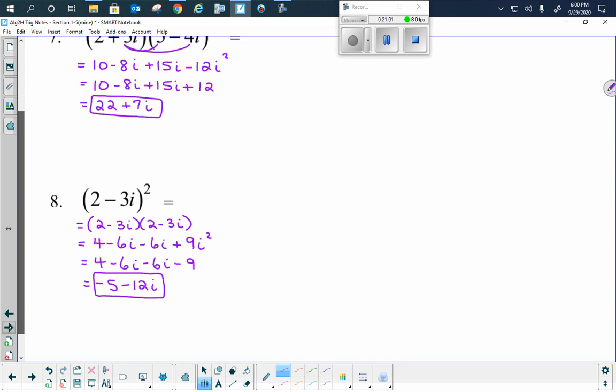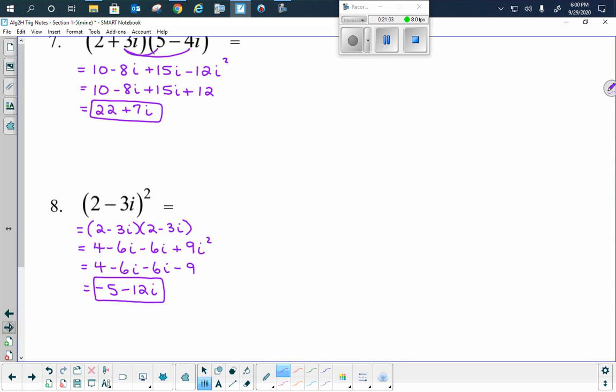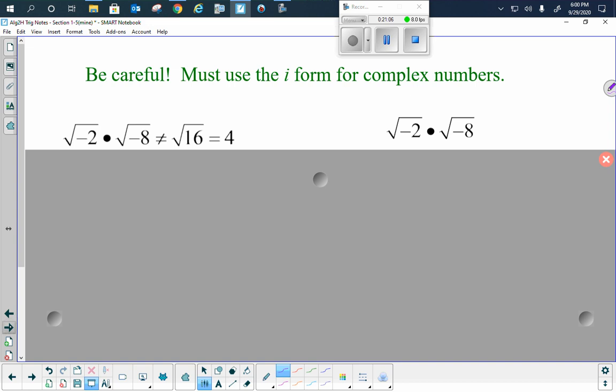All right, so with all that practice, I just need to make sure that you are being totally careful, guys. You must use the i form for complex numbers. And by that, that's what I say when I say don't forget to take your i out first. Otherwise, you will start having these issues. On the left, we know that roots can multiply by each other, right? So we might be inclined to say that root negative 2 times root negative 8 would be root 16, and the square root of 16 is 4, right? Big no. And we'll prove it to you next.